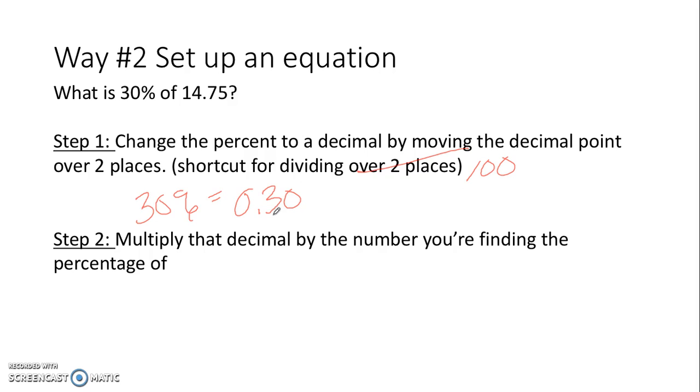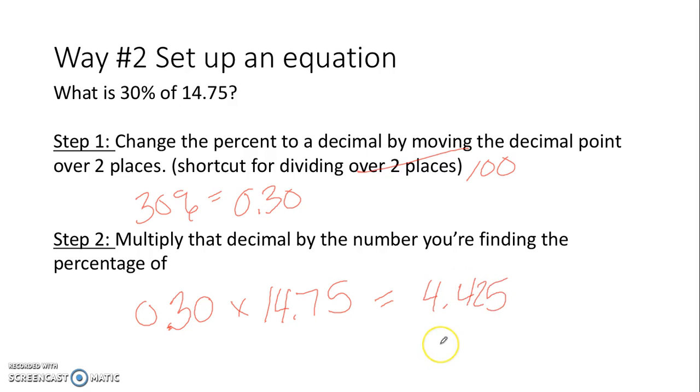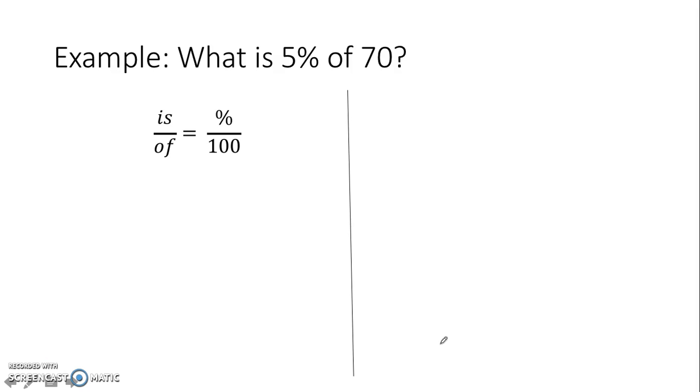Step two, multiply that decimal by the number you're finding the percentage of. So we're saying 0.30 times 1475. 0.3 times 1475 is the same thing that we got before, 442.5. Some of you might like this one better because it seems faster. Either way, it's the same answer with a slightly different process.